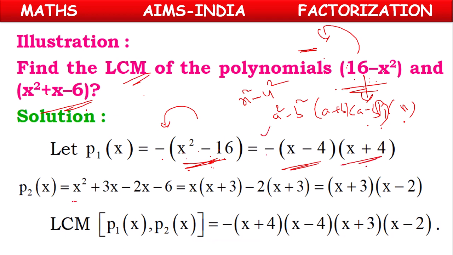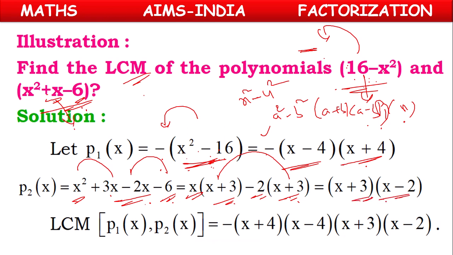Second one, x square plus x minus 6, the middle term we are splitting into 3x minus 2x by the factorization method. In the first two group, x is common, x plus 3 will come. In the next two group, minus 2 is common, x plus 3 will come. Again, x plus 3 is common, x minus 2 will come.